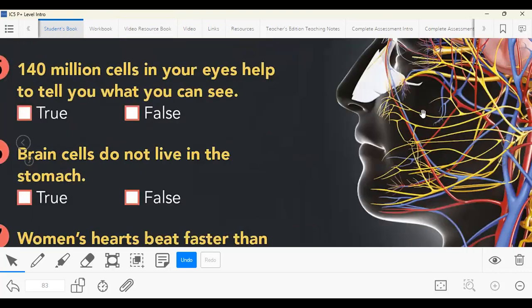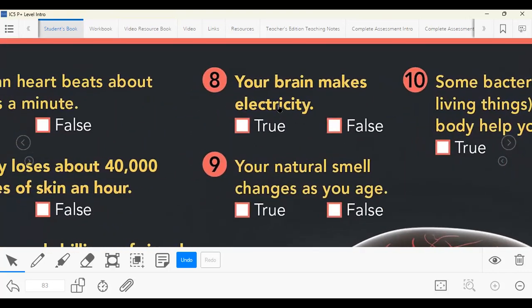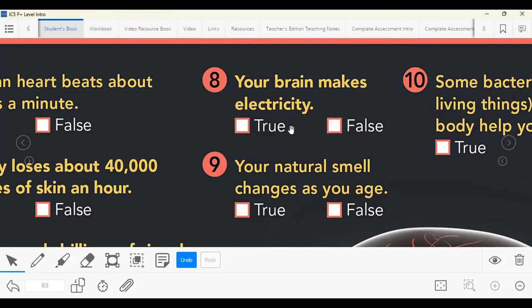Okay. So number 8, mister. Your brain makes electricity. Easy. Make electricity. True or false, mister? True. Yes, I think it's true. Definitely, right? A lot of circuits. Okay, now the last one, number 9, mister.